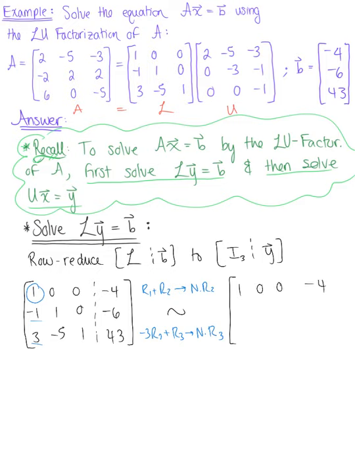We then have 1 minus 1 is 0. 0 plus 1 is 1. 0 plus 0 is 0. Minus 4 minus 6 leaves us with negative 10. And then minus 3 plus 3 is 0. 0 minus 5 is minus 5. 0 minus 1 is 1. And then we have positive 12 plus 43 to give us 55.